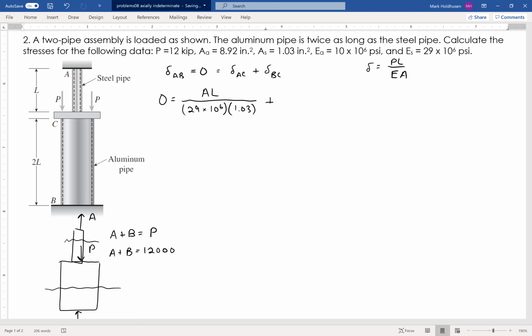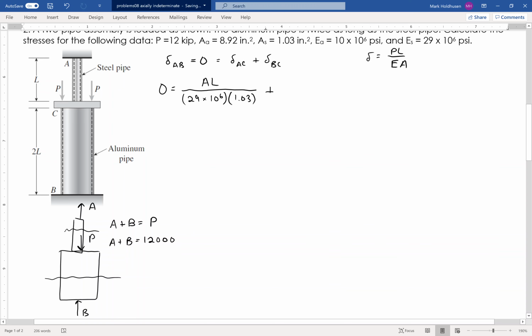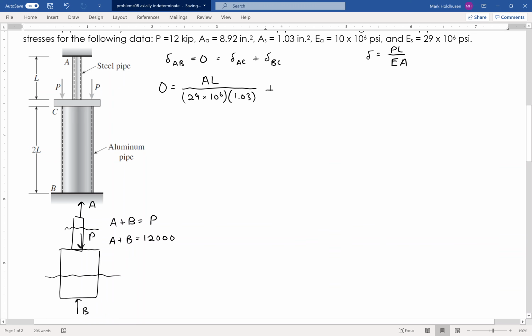Okay. To that, I'm going to add the elongation or the contraction. It's going to be a negative, and we'll talk about that in a second, of what's going through the aluminum pipe on the bottom, which again, the force through that is B, and that's actually negative B because B is being compressed, right? Okay. So again, doing the bottom one, this one is aluminum, so it is 10 times 10 to the 6th times its area, which is 8.92, again given in the problem statement.